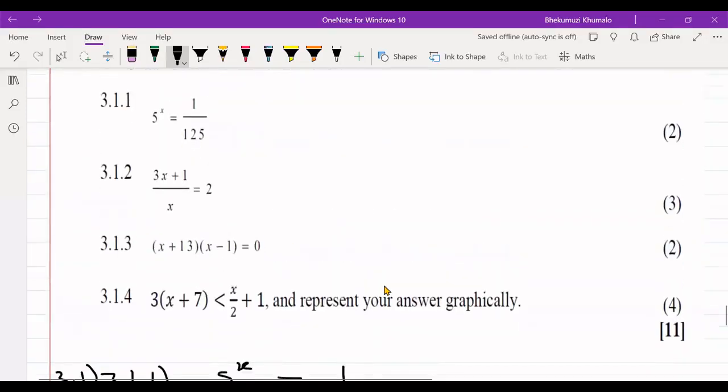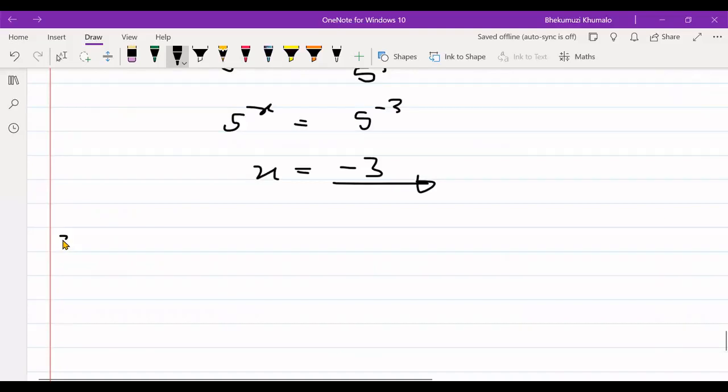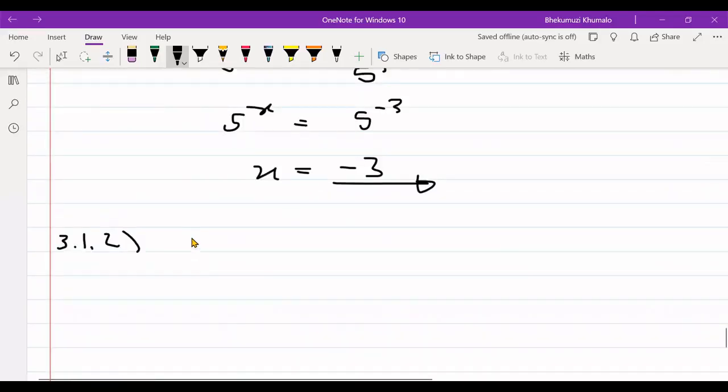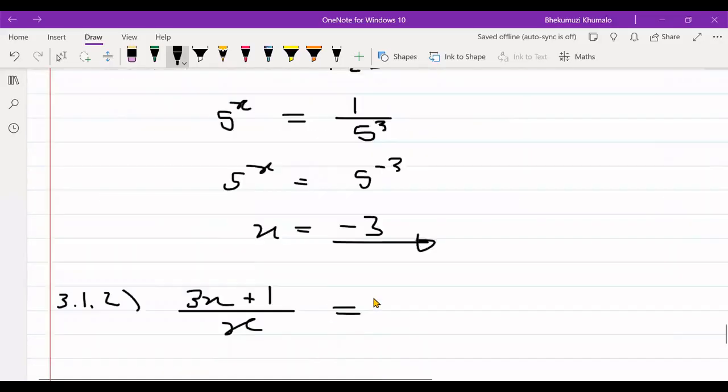And then the next question, this is 3.1.2. And 3.1.2, we have at the top, it's 3x plus 1 over x is equal to 2. Okay. And mind you, as I'm doing these questions, I encourage you to actually just stop the video before continuing and actually try them out and then continue and do the same thing for each question that I go across.